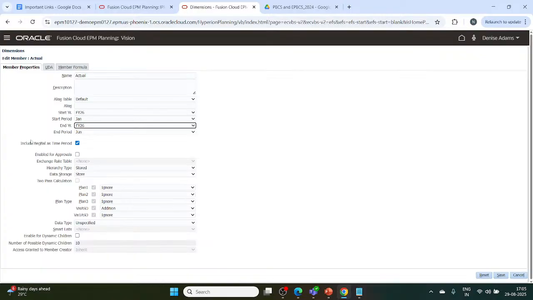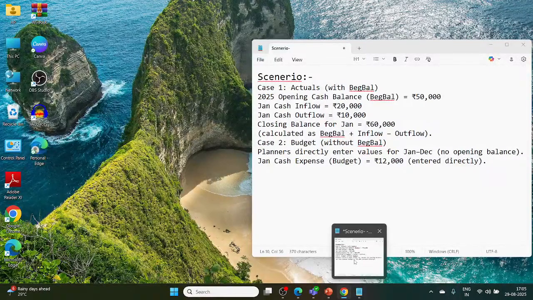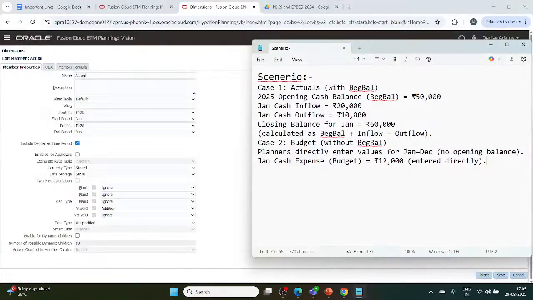And if I talk about including beginning balance as a time period, what is the beginning balance as a time period? I will show here what it is. So here is a presentation about the beginning balance, about what is the meaning of including beginning balance as a time period. If we tick mark it, then what happens in scenario dimension, and if we do not tick mark, then what would happen.